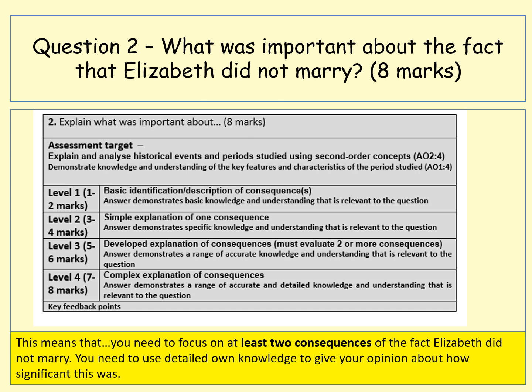So for question number 2, the question focuses on the importance of a particular event. So in this case, the question focuses on what was important about the fact that Elizabeth did not marry, and it's worth 8 marks. So for this question, you need to focus on at least 2 consequences for the fact that Elizabeth did not marry, and then use your own knowledge to give your opinion about its significance and how important it was.